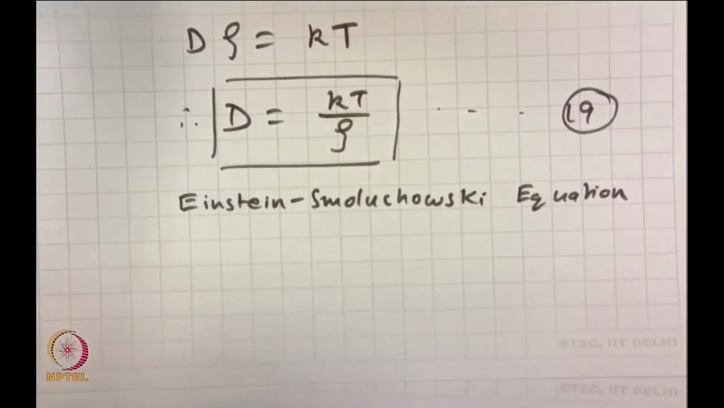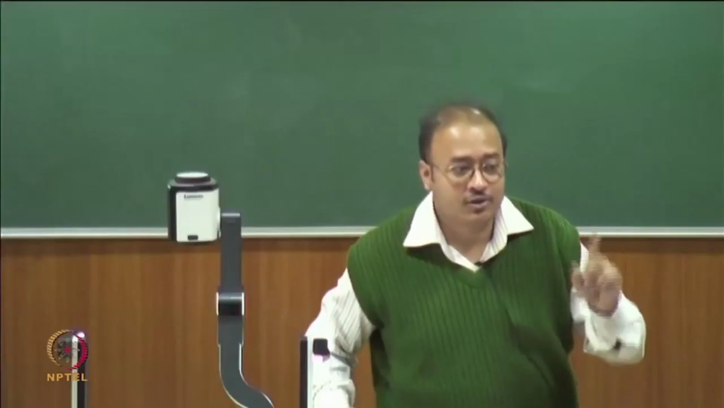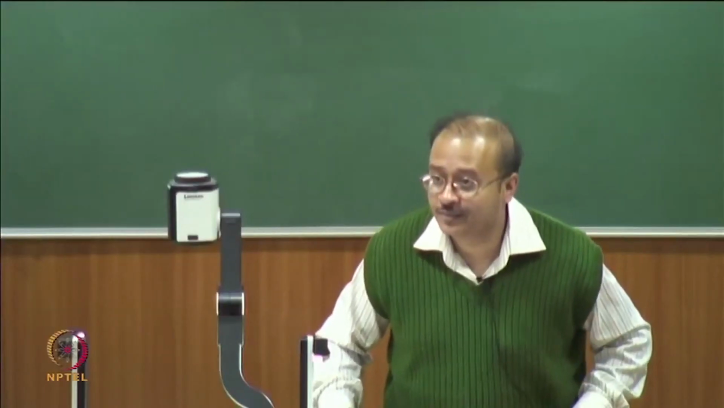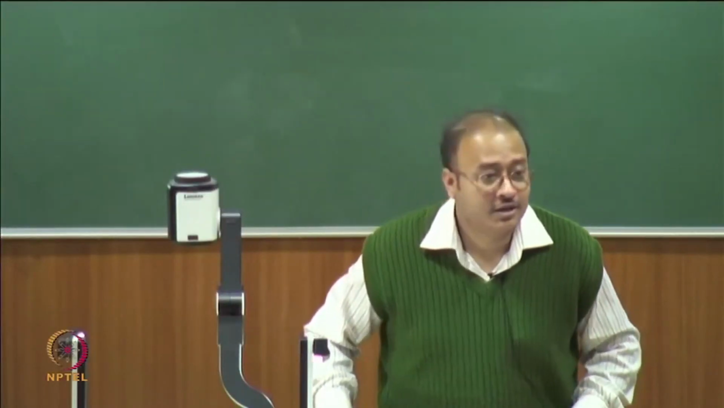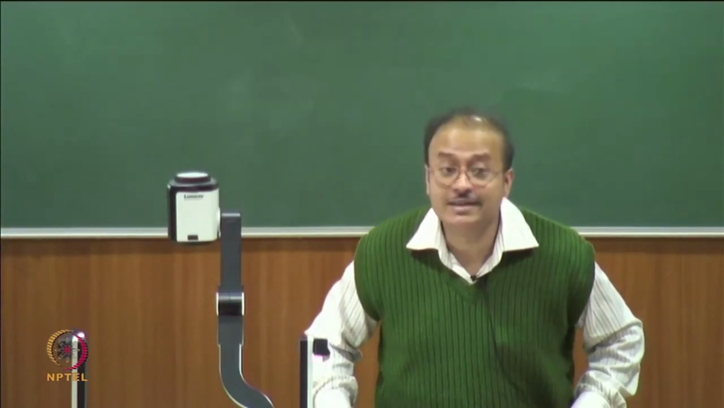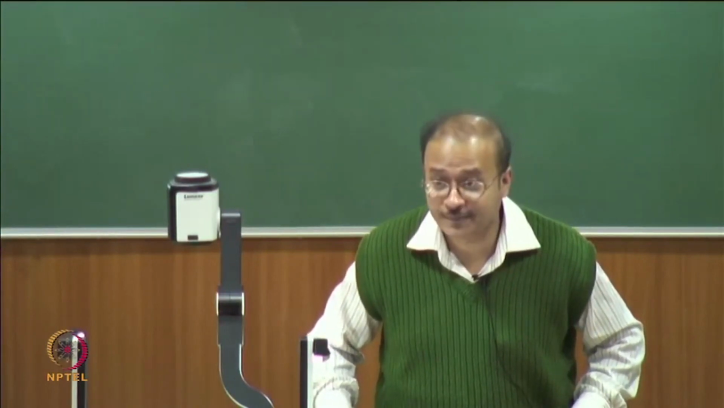This is referred to as the Einstein-Smoluchowski equation. Now, what it means is, if somehow you can calculate the friction coefficient xi, then you immediately know what your D is. That is what it means.